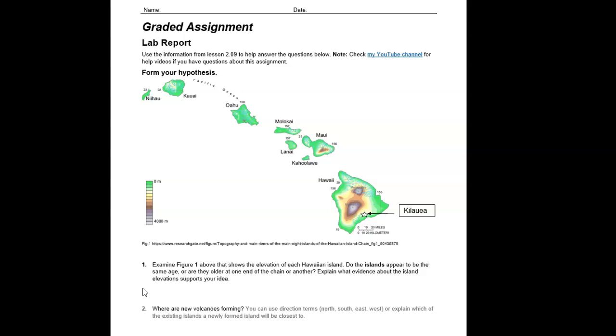And what evidence do you use? You'll take a look at the evidence that we were given and the things that we just talked about regarding the Hawaiian island chain, and just show me what supports your data.